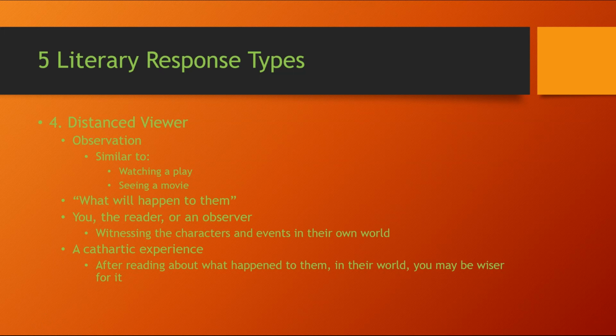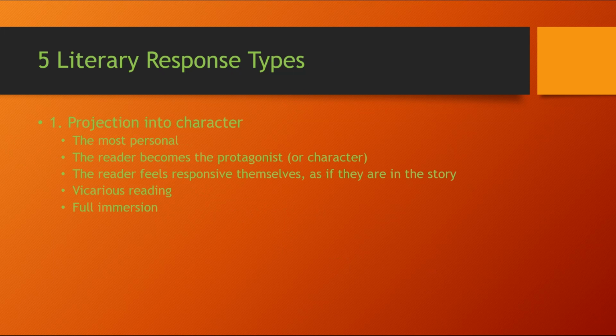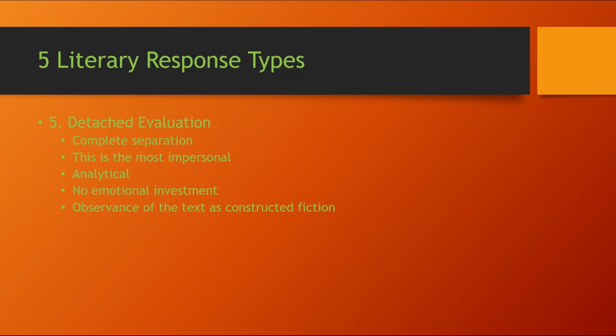Last but not least, our 5th one in the 5 literary response types is detached evaluation. This is complete separation. This is the most impersonal. So to go back, if we were talking projection into character, that is the most personal. Detached evaluation is complete separation. This is the most impersonal. This is very analytic. No emotional investment.